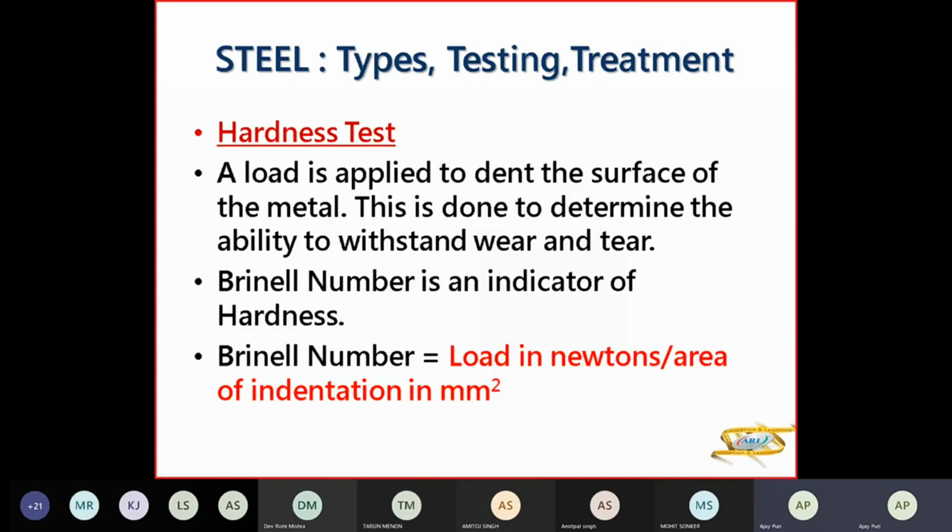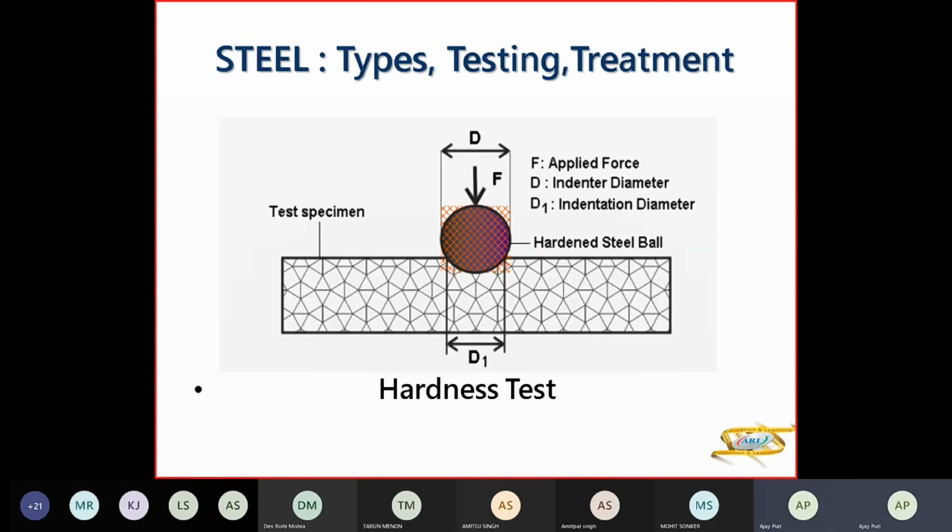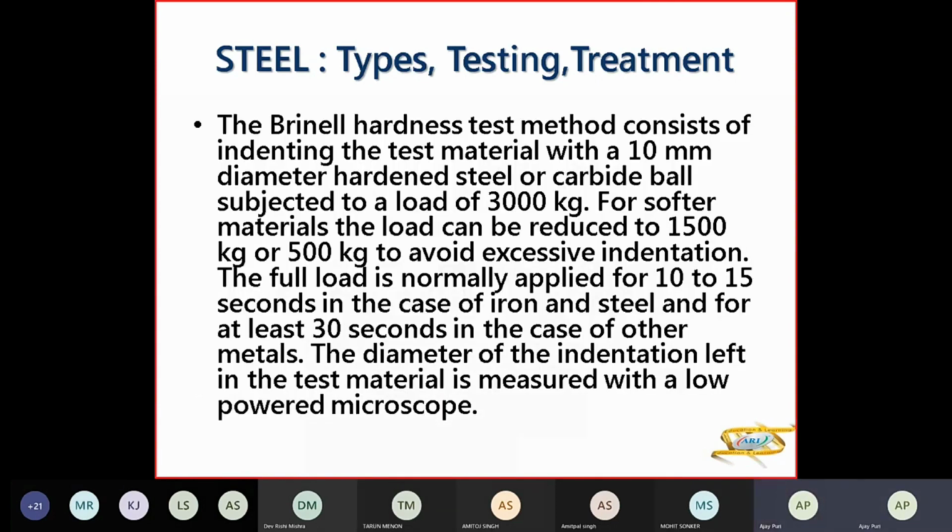So constant load is applied to dent the surface of metal and you determine your ability to withstand wear and tear. So you measure it with Brinell number, which is indicator of hardness, and that is equal to load in newtons because you're putting a constant force, divided by area of indentation in millimeter square. So you'll not have a very large indentation here because you're going to measure it by microscope, so it'll be in millimeter square. ये डायग्राम आपको बनाना होगा. So Brinell hardness test method consists of indenting the test material.